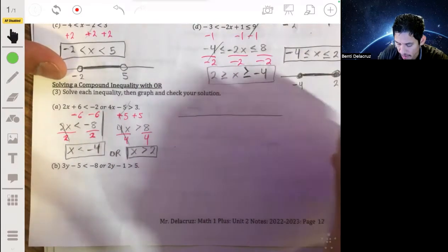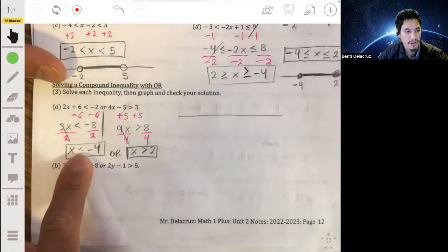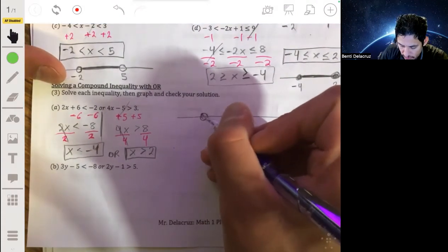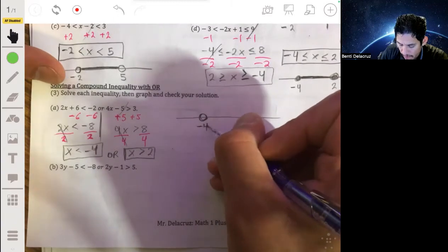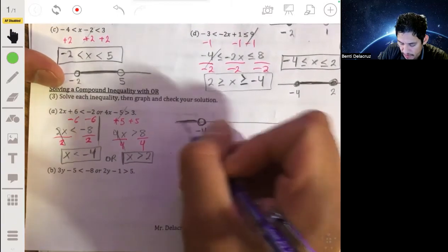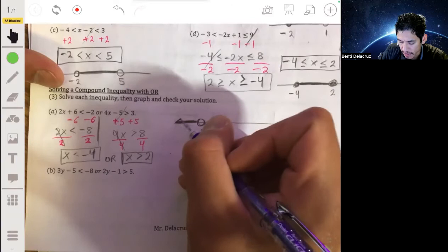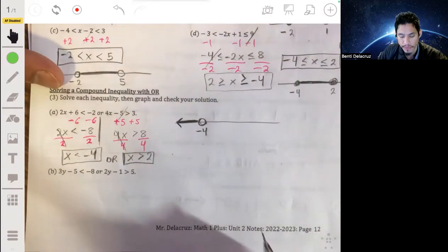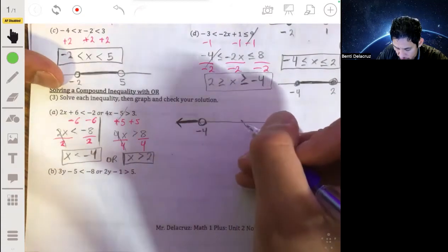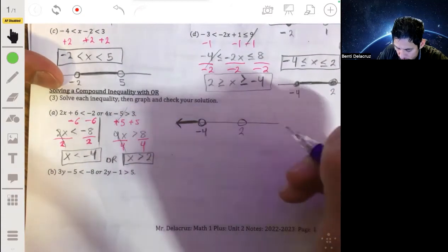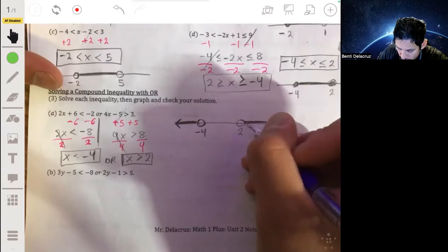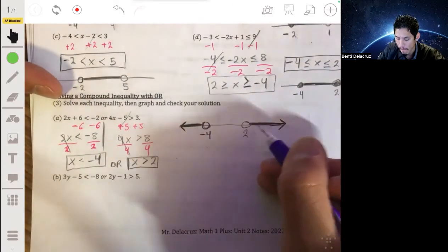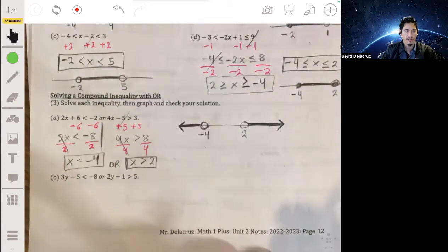We have our number line, and we're going to graph x is less than -4. So we're going to have an open circle on -4. And since we're saying less than, we're going to shade to the left. And here we say x is more than 2. So open circle on 2. And then we're going to shade to the right. And that's our solution.